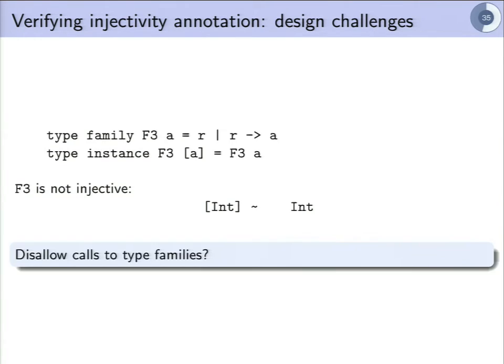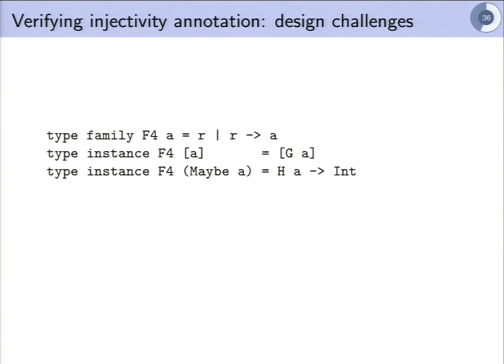And our first intuition about this was asking ourselves whether we should completely disallow having type families in the right-hand side. Luckily, this is not the case. We can actually allow type families in the right-hand side in some situations. Consider this, F4. If we know that the result of F4 is a list of booleans, for example, or a list of something, then we know that the first equation must have been used for the reduction. If we know that the result of reducing F4 is an arrow from something to something, then we know that the second equation must have been used for the reduction.